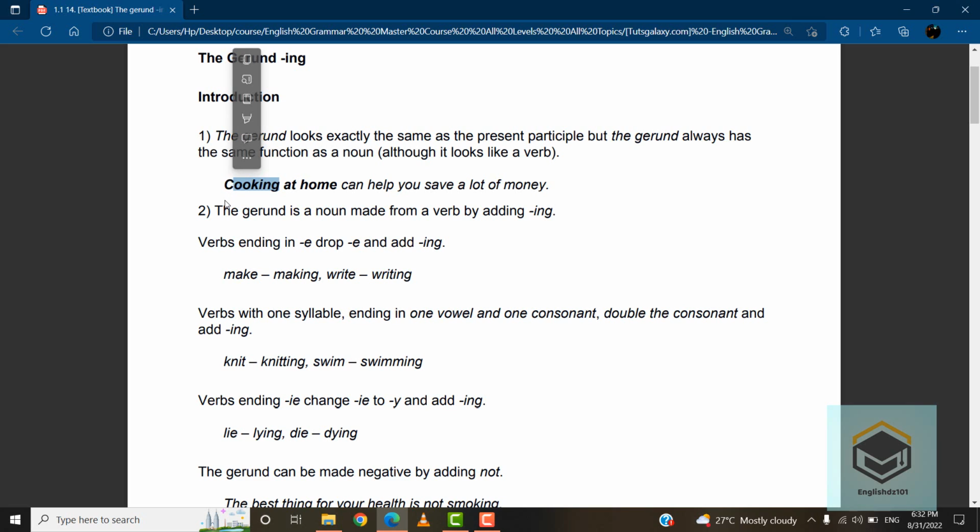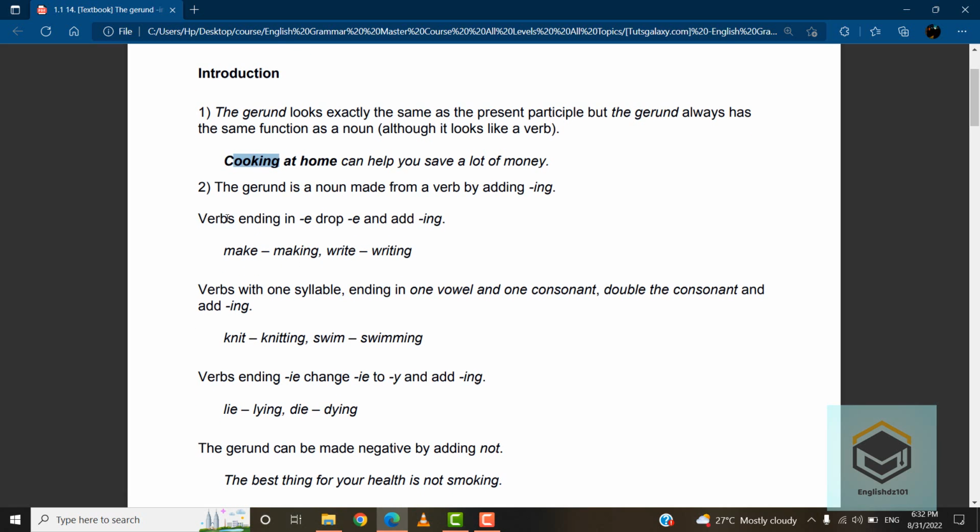Now, how can we form them? كيفاش نشكلهم؟ بكل بساطة نزيدو ing. For example, there are some verbs that end in e. كاين أفعال تخلص ب e. نحو ال e, we drop the e and then add ing. For example, make becomes making, write becomes writing, and so on.